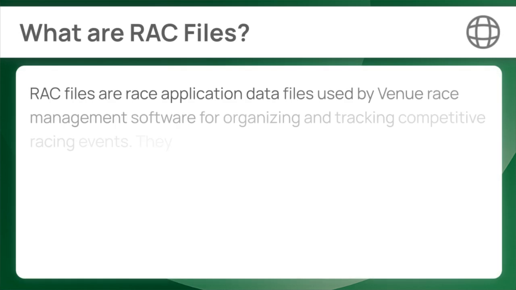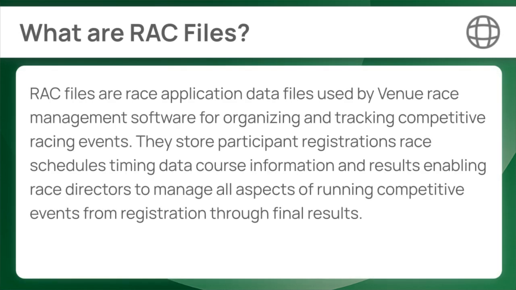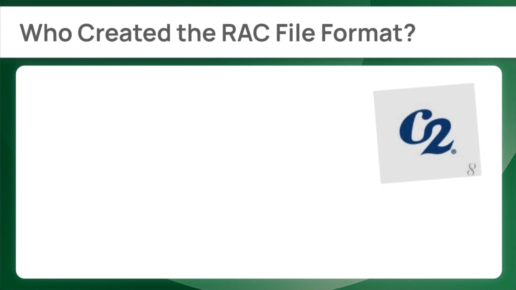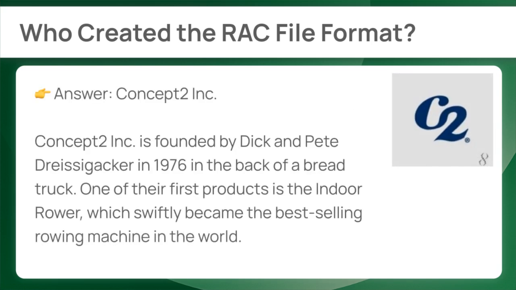RAC files are race application data files used by venue race management software for organizing and tracking competitive racing events. They store participant registrations, race schedules, timing data, course information, and results, enabling race directors to manage all aspects of running competitive events from registration through final results.